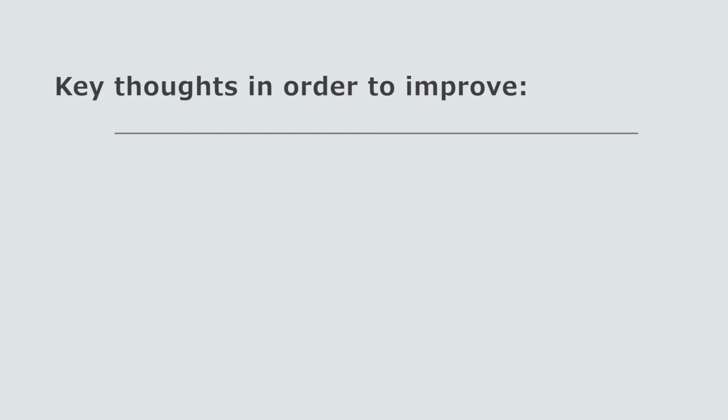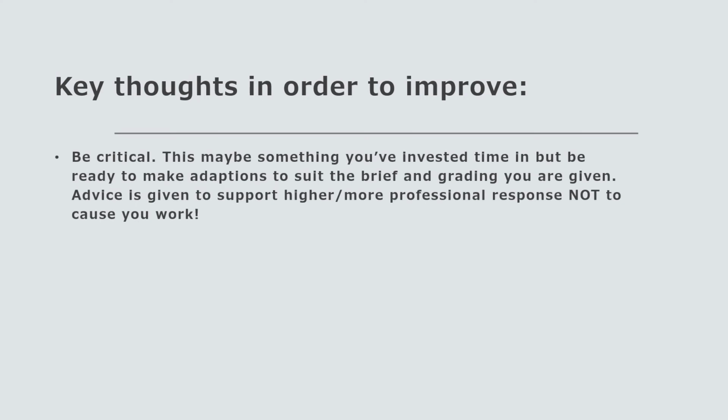So some key things then to consider in order to improve. Be critical. This may be something or a product you invested some time in, but are ready to make some adaptations to suit the brief and the grading you were given. The advice is given to support a higher or more professional response, not to cause you more work. So when you get your feedback from a class teacher, take care that they are using the exam board criteria to give you that feedback, and ensure you use it to improve the professionalism of your response.